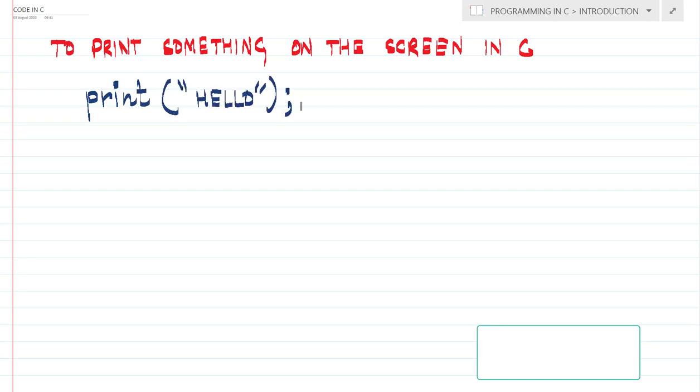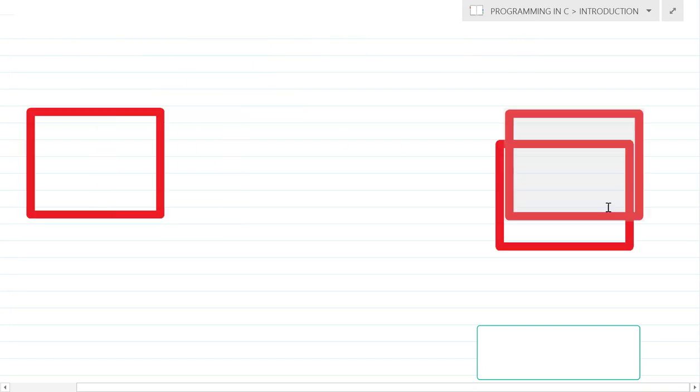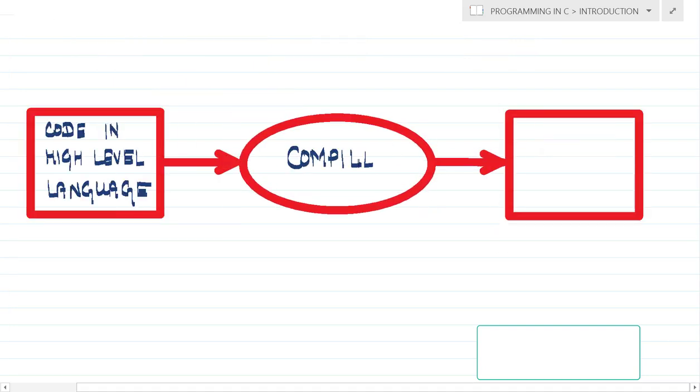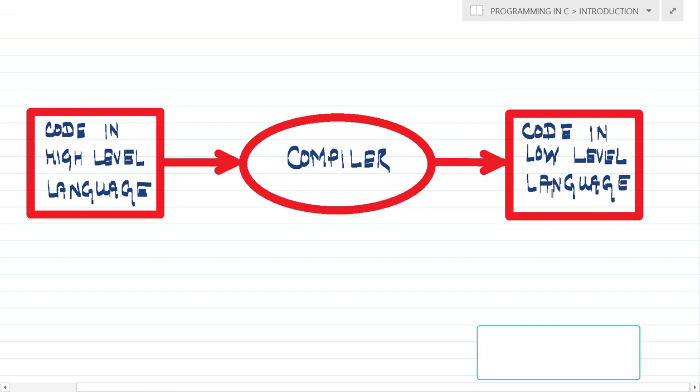But the problem is, a computer doesn't understand the high-level language code. It only understands zeros and ones. So we use another piece of a software program called compiler to convert this high-level language code to the machine language, or more specifically to the low-level language code in the form of zeros and ones. Now after the conversion, the system executes the low-level language code and performs the required task.